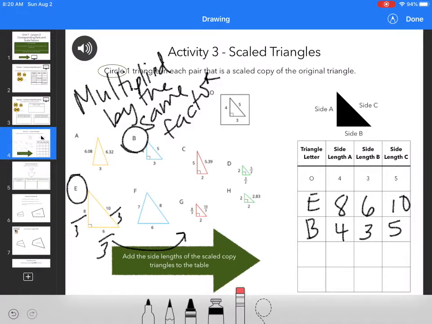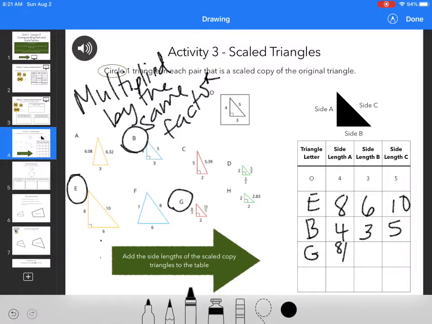I know I can compare the triangles I've already circled because they're scaled copies. So G is my scaled copy. And I know I have 8 over 3, 2, 10 over 3.